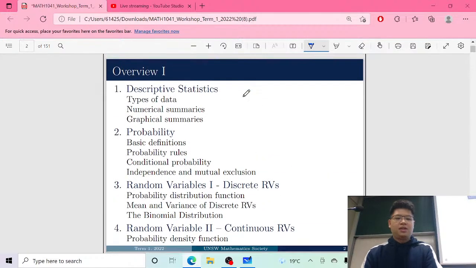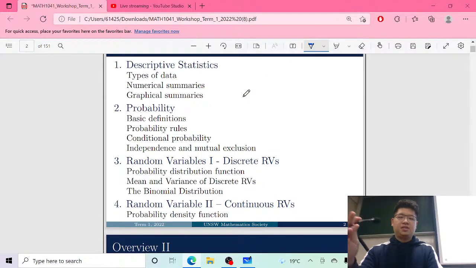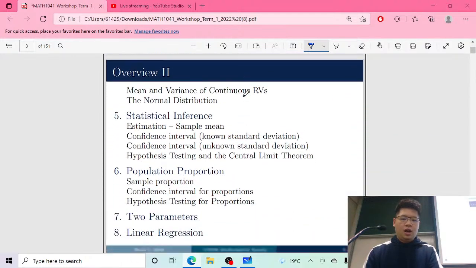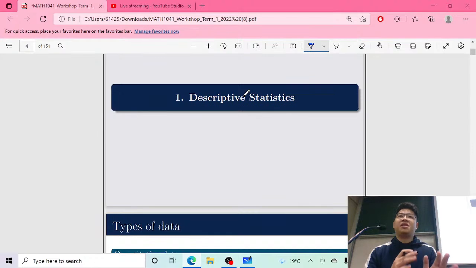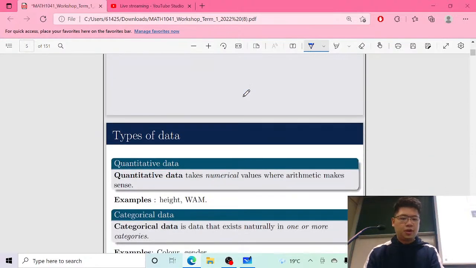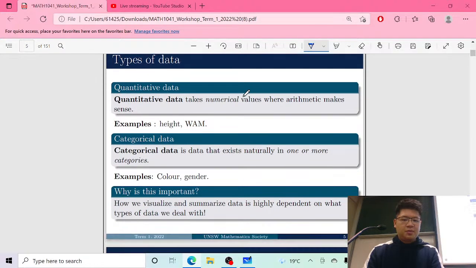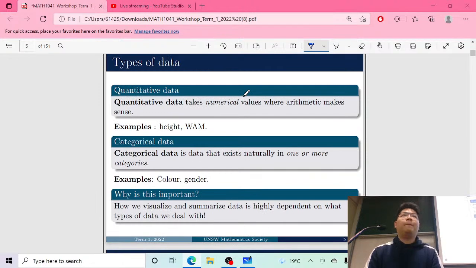Yeah, so let's just get started with this. So the first part that I'll talk about is the descriptive stats part of the course. I'll just go through this really briefly because it's a bit of a more minor section of the course and it's relatively straightforward. So we start off by talking about the different types of data that we have. In the real world, there are two types of data. There's quantitative data and categorical data.